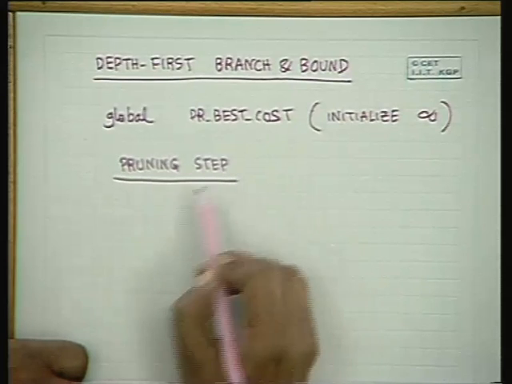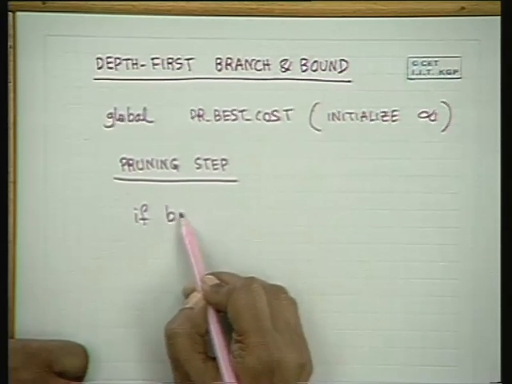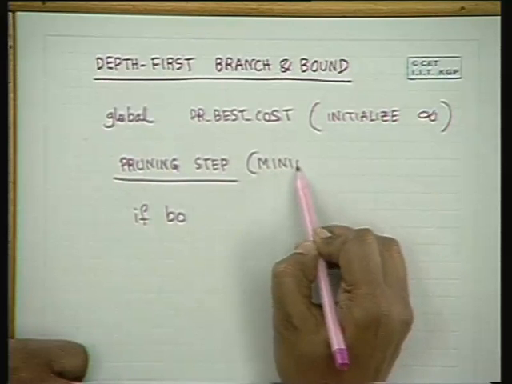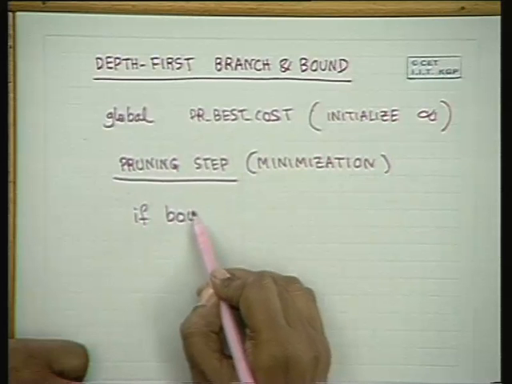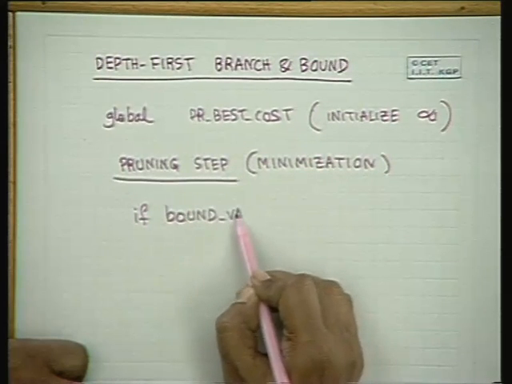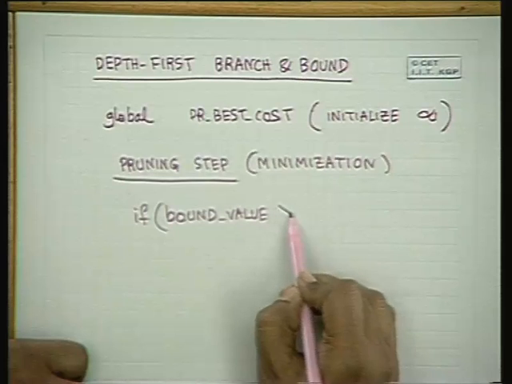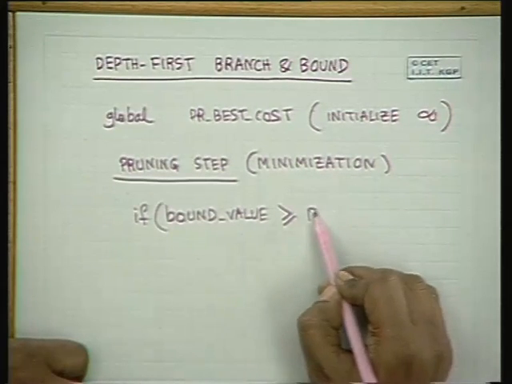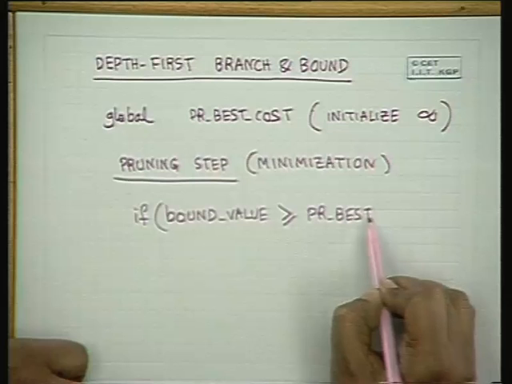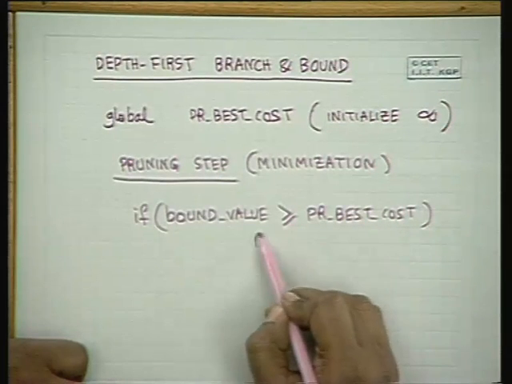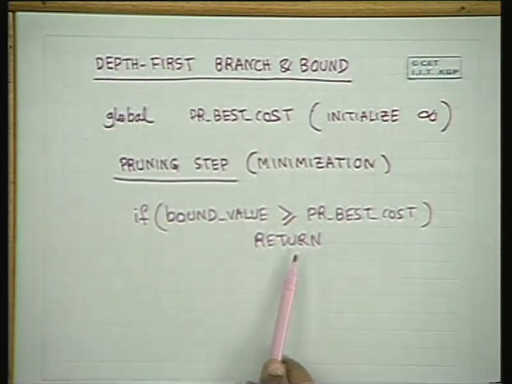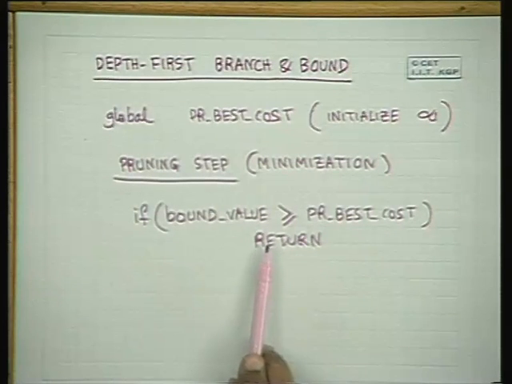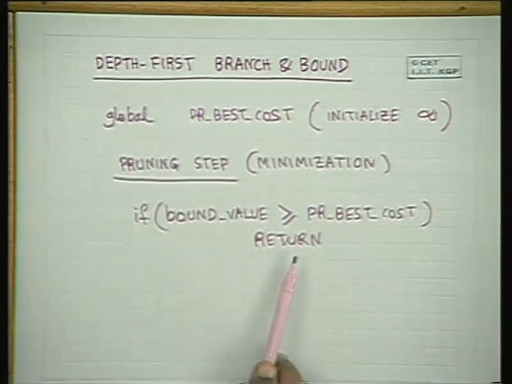What is the pruning step? If bound, this is in a minimization problem, I leave it to you to understand what will be in a maximization problem. If bound value is greater than equal to present best cost, return. So based on this concept, you need not go into the decomposition step. This will be just after your base conditions prior to decomposition.